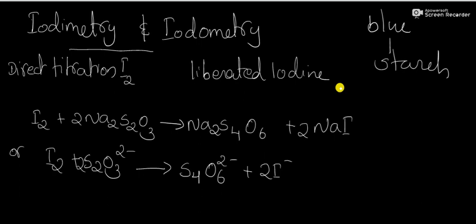Iodine has slight solubility in water. The concentration of the aqueous solution of iodine decreases during the reaction due to the volatility of iodine. So, in order to overcome this difficulty, iodine solution is usually prepared by dissolving iodine in potassium iodide solution. We know that iodine is an evaporating gas.